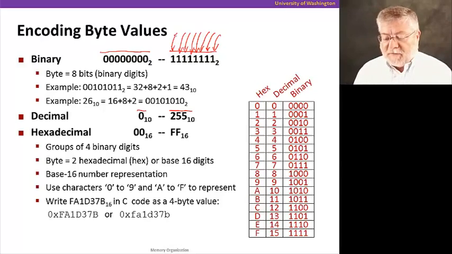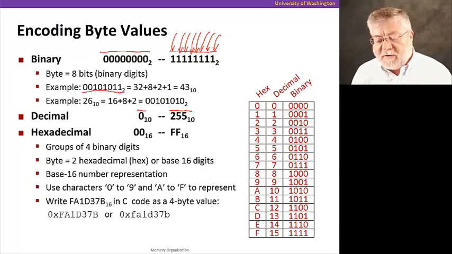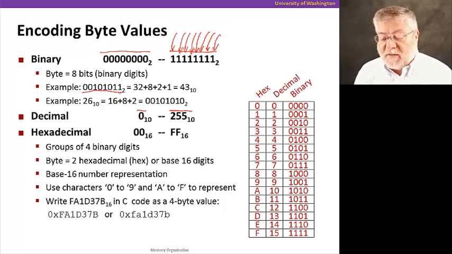As a little example, let's take a look at this number here, 00101011. That corresponds to a 1 in the 32s column, a 1 in the 8s column, a 1 in the 2s column, and lastly a 1 in the 1s column. When we add those values, we get the decimal number 43.